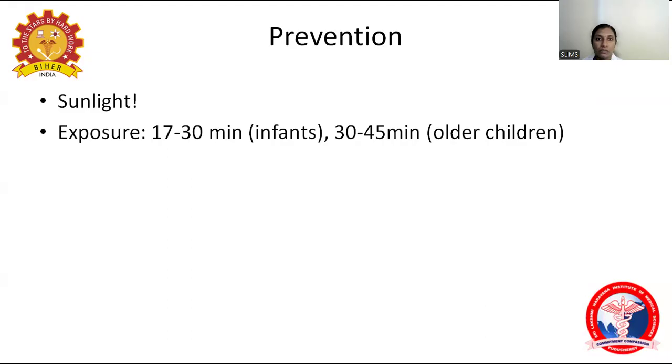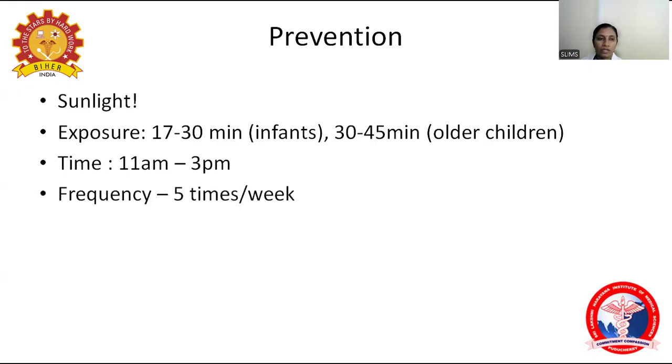For infants it is 15 to 30 minutes of sunlight, and for older children 30 to 45 minutes of sunlight. So hereafter, if your children are having PT classes in the sun, yes, take necessary precautions if they are not well, but otherwise let them get a little bit of sunlight. The ideal time is 11 a.m. to 3 p.m. Frequency 5 times a week.